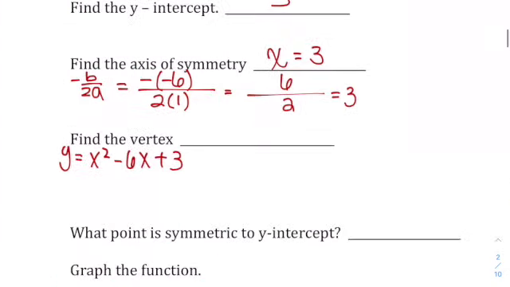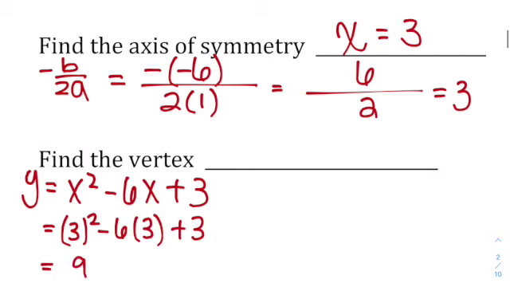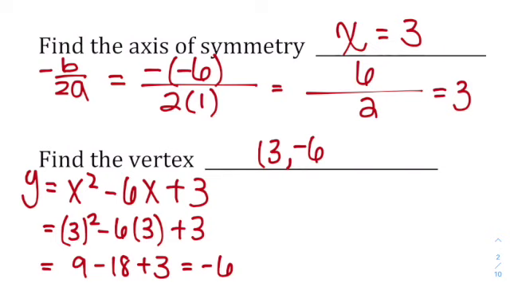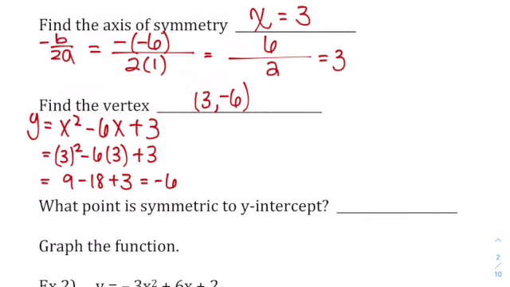So plugging 3 in for my x, that's going to be 3 squared minus 6 times 3 plus 3. And then when you do that, that's going to be 9 minus 18 plus 3, and that is going to be -6. So your vertex is going to be 3, comma, -6. On to the next step. What point is symmetrical to the y-intercept?